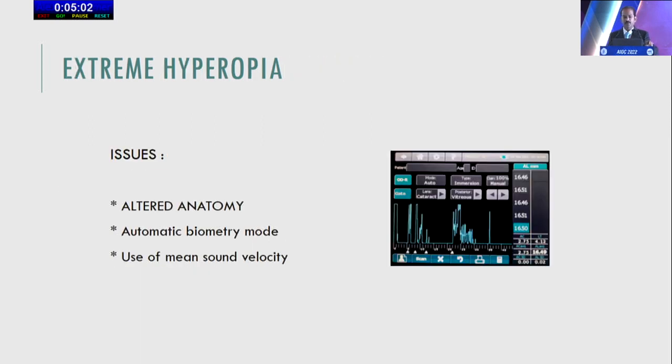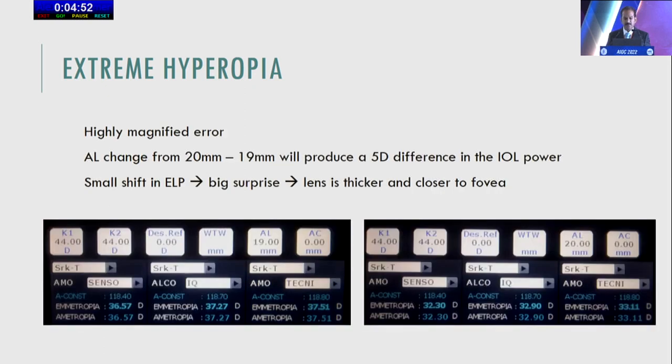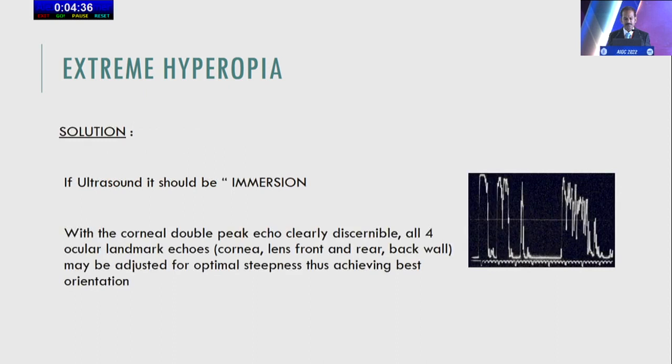Right. So coming to the extreme hyperopia, the issue is that you have an altered anatomy, and if you're going to use a mean sound velocity and an automatic biometry mode, either you won't get the values or they will be erroneous. These eyes will have a highly magnified error. For example, a single millimeter change of axial length from 20 to 19 will produce 5 diopters of change in the IOL power. This small shift in ELP leads to a bigger surprise. The main reason is the lens is thicker and very close to the fovea.